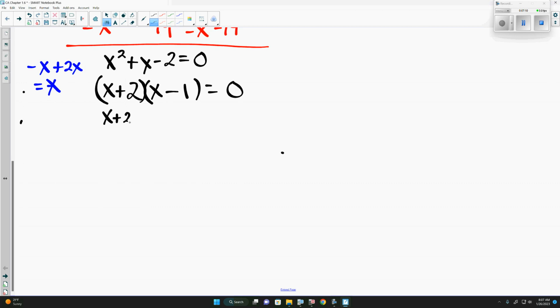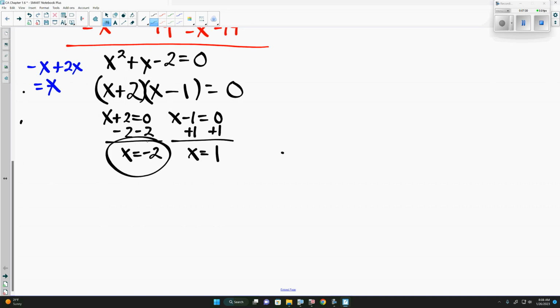Because of the zero product property, any 2 things multiplied together to equal 0, one of them must be 0. So we can set both of them equal to 0 and solve. So x is equal to negative 2, or x is equal to 1. So here are the 2 solutions we get.